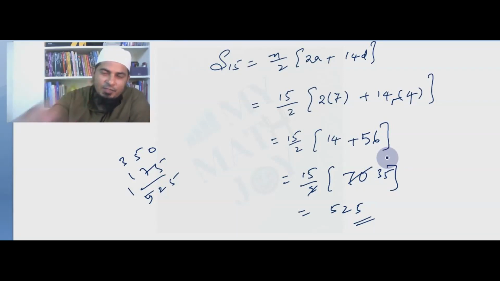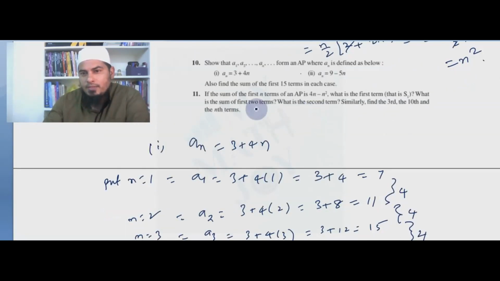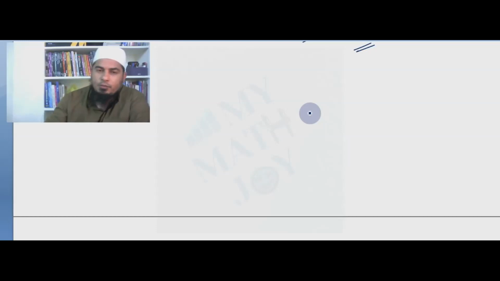Yes. Let's proceed to the next question. It is a very important model, with plenty of questions. Many times questions are coming on this model. Read the question carefully, at least 3 times. The sum of first n terms is given, and we are asked for the first term, the sum of first 2 terms, the second term, and similarly many. So let us proceed with this 11th question, a very important model.